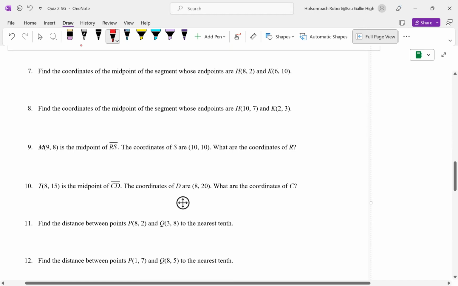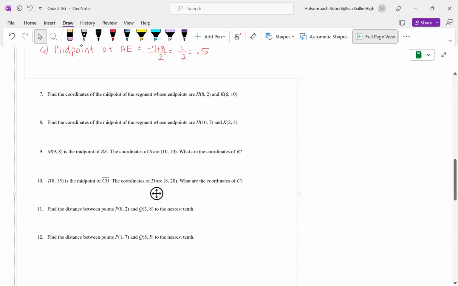Okay, number 7. You're asked to find the coordinates of the midpoint of the segment whose endpoints are H at 8, 2 and K at 6, 10. So what we're doing now is finding the midpoint on the coordinate plane. So we need to find the midpoint of our X's, and then we need to find the midpoint of our Y's. So we've got to do the midpoint formula twice. I'm a little bit out of room here, so I'm going to shrink this because you guys can see yours better than I can see mine.